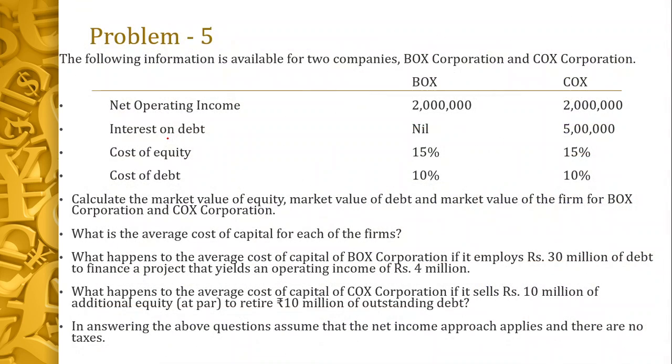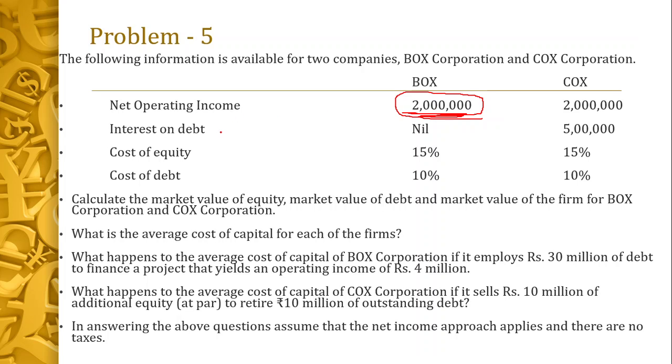Okay. Now, this particular question is also one of the question paper problems. Now, the information has been given for two companies, wherein they have specifically mentioned the net operating income to be standing at, see how they have represented it. It has been represented in terms of the English numerical system. So, this is nothing but 2 million.